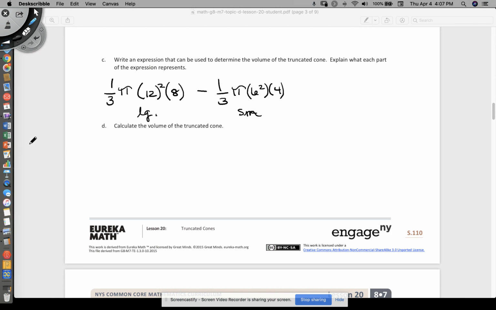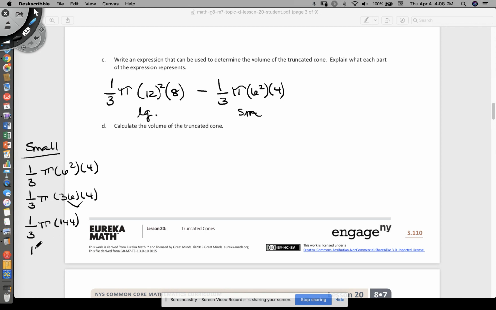So now let's go ahead and solve it. I'm going to do the small one first, and it's written right up there. So 1/3 pi times 6 squared times 4. So I have 1/3 pi times 36 times 4. 36 times 4 gives me 144. So this is 1/3 pi times 144. Now I know 3 can't go into 144, so I'm just going to leave it 144 over 3 pi.